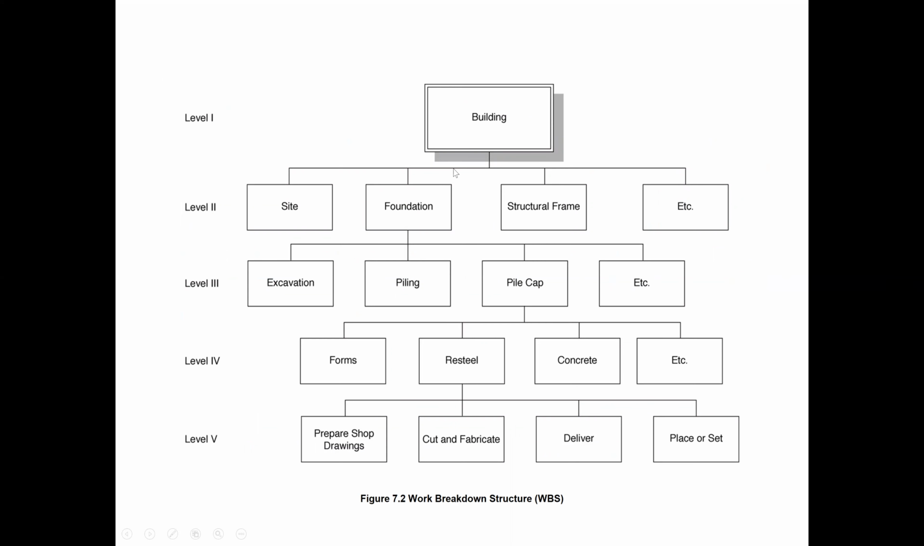So how we are going to break this down: level 1 is the building. Level 2, he discussed, is the foundation, the structural frame, or site; there could be other things that we can add. So under the foundation, we have to do the excavation, and then we have to do the piling work. So after piling, we will build the pile cap. And same like that, other items we can include if we want to split more.